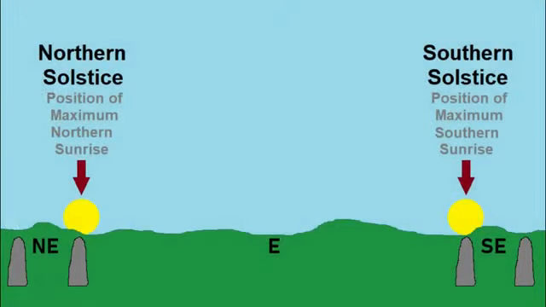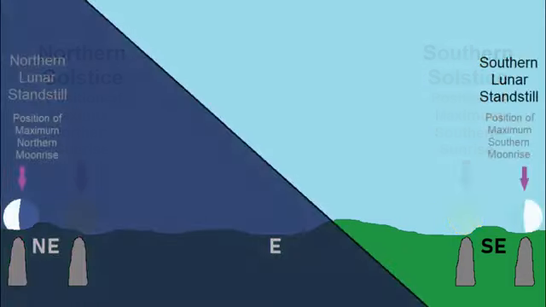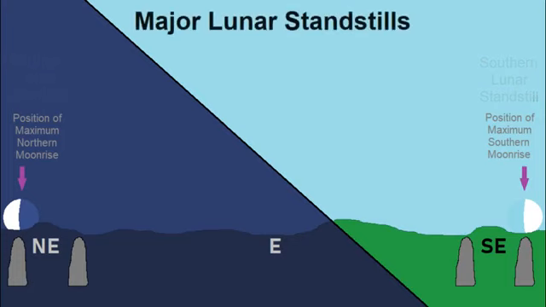Many ancient cultures marked the yearly range of the sun at solstices, and evidence exists that some tracked the standstill patterns of the moon. When the monthly maximum standstill positions of the moon to the north and south reach a maximum extreme, this is called a major lunar standstill.